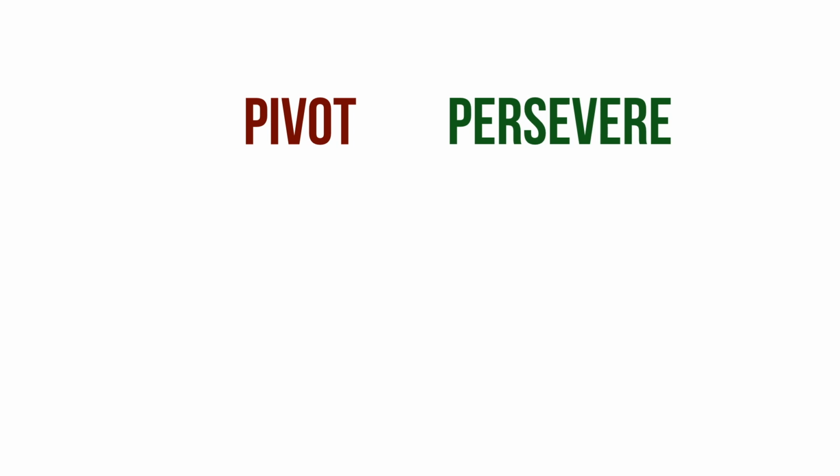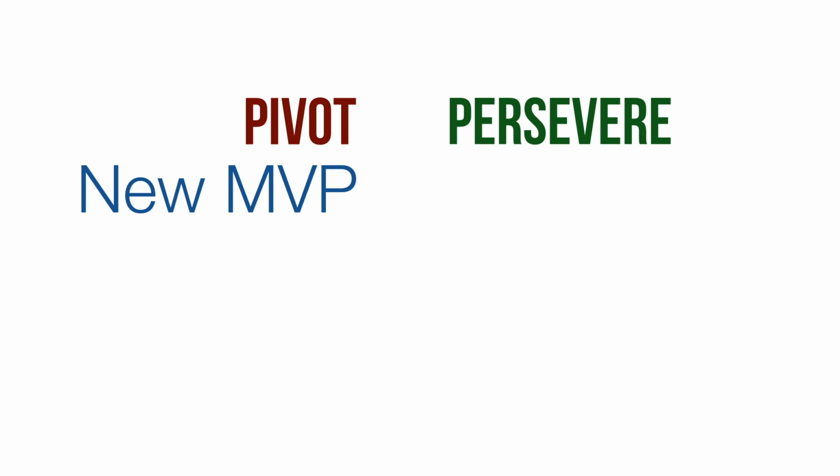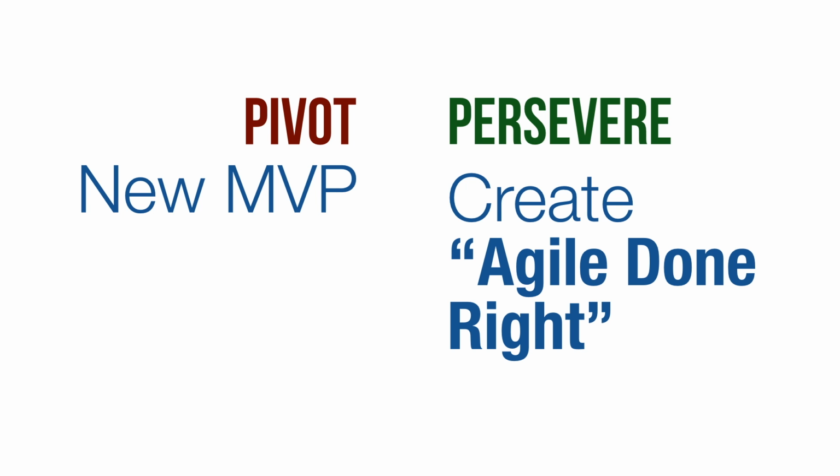What I'm really interested in is what you think of these results. Do they indicate that it's time to pivot, or should we persevere? Pivot means that we stop, regroup, and come up with a new minimum viable product, a new minimum viable experiment. Persevere means that I set to work and create Agile Done Right, the mini course, for real.